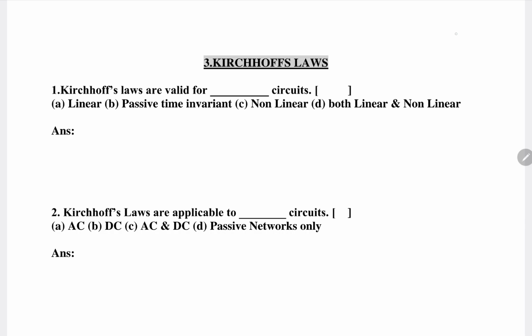Next, we will see some practice bits on Kirchhoff's laws, KCL and KVL. Very very important. So we can expect some questions from these Kirchhoff's laws. Kirchhoff's laws are valid for linear elements as well as non-linear elements. So answer is D.